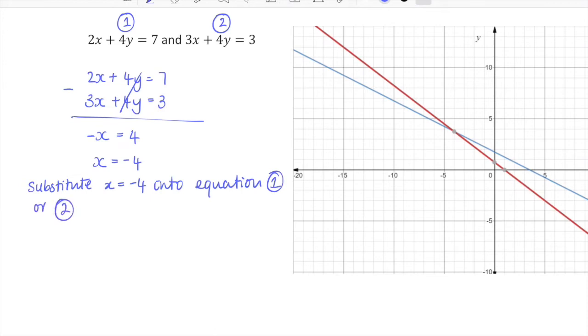And really what we recommend you do is substitute it into the easiest equation that you see. Sometimes neither will be the easier option. Sometimes it's pretty clear what will be. When I say easy, I'm just talking about an equation you think will require the least amount of working out. I'm just going to choose equation 1 for this.